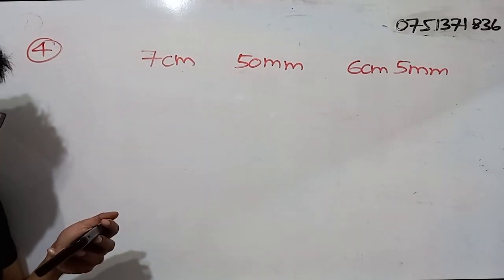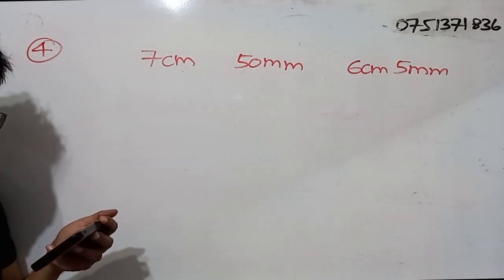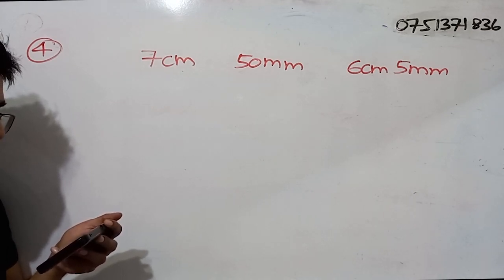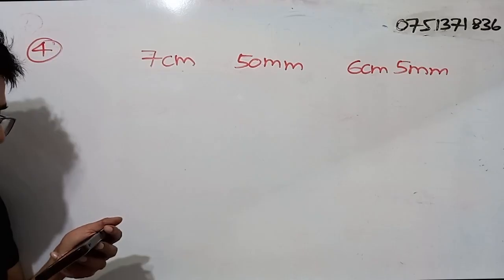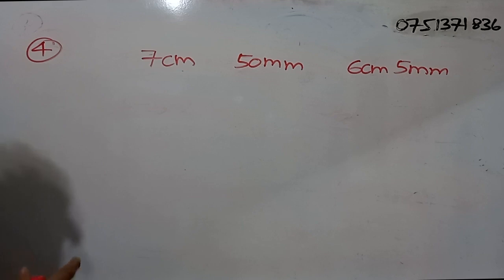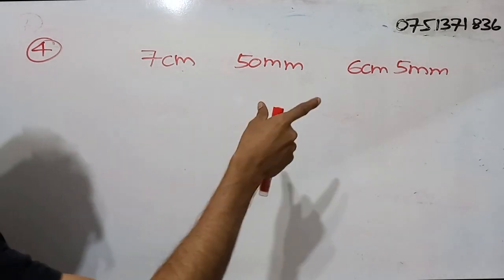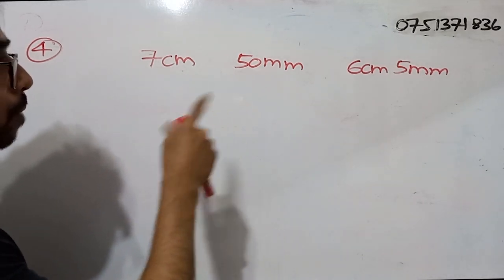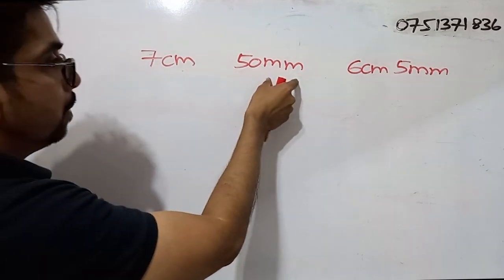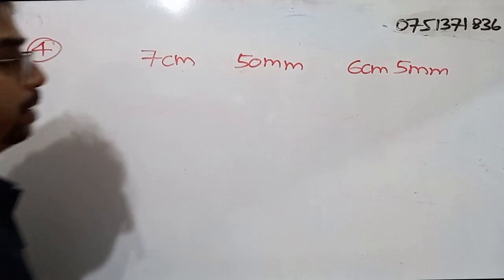Right. Question number 4. The sides of a triangle are 7 centimeters, 50 millimeters and 6 centimeters and 5 millimeters. Find the ratio of the lengths of the sides and express it in the simplest form. First of all, we need to understand that when we are doing calculations regarding ratios, all the terms must be in the same unit, right? So here we have centimeters, millimeters, centimeters and also millimeters.